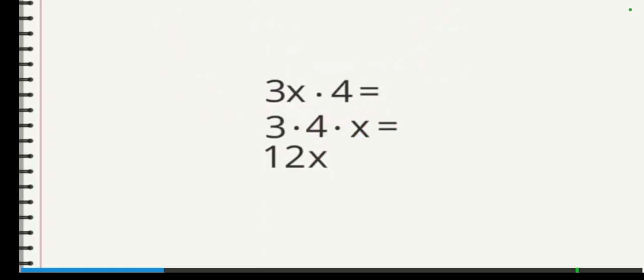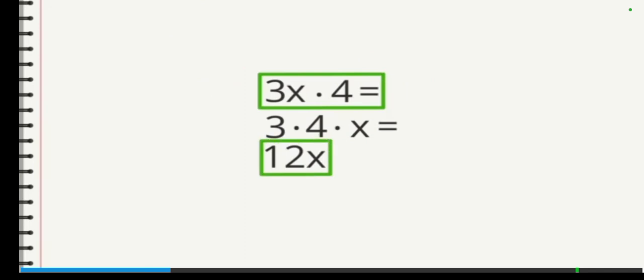Look at the first and the last row. Normally you'll do all of this at once. 3x times 4 equals 12x. What about this multiplication then? Now we have an x in both factors. Let's write in all the multiplication signs just to make it clear.